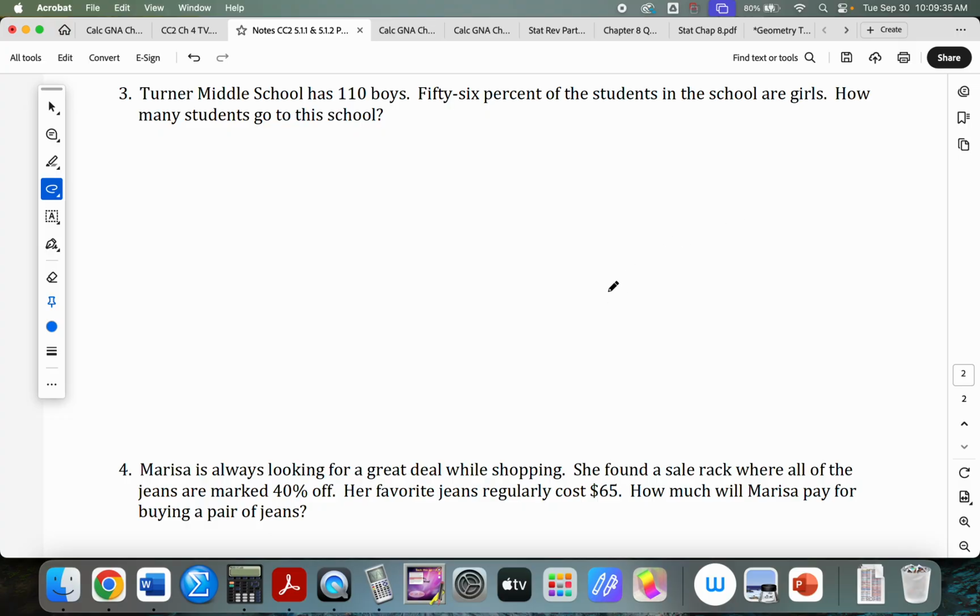So let's take a look at this one. Turner Middle School has 110 boys. 56% of the students in the school are girls. How many students go to this school? Okay. So let's make a diagram. This is going to be the total, 100%. It says there's 110 boys. Is that part of the students or all of the students? It's part.